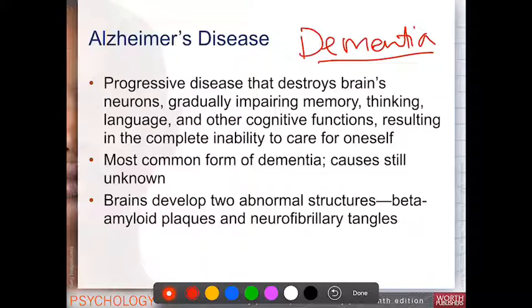It destroys the brain's neurons. It impairs memory, thinking, language, other kinds of cognition. It's a really, really terrible disease. And it can actually result in the complete inability for you to care for yourself. It's the most common form of dementia, but we don't really know what causes it. There's a few theories here.